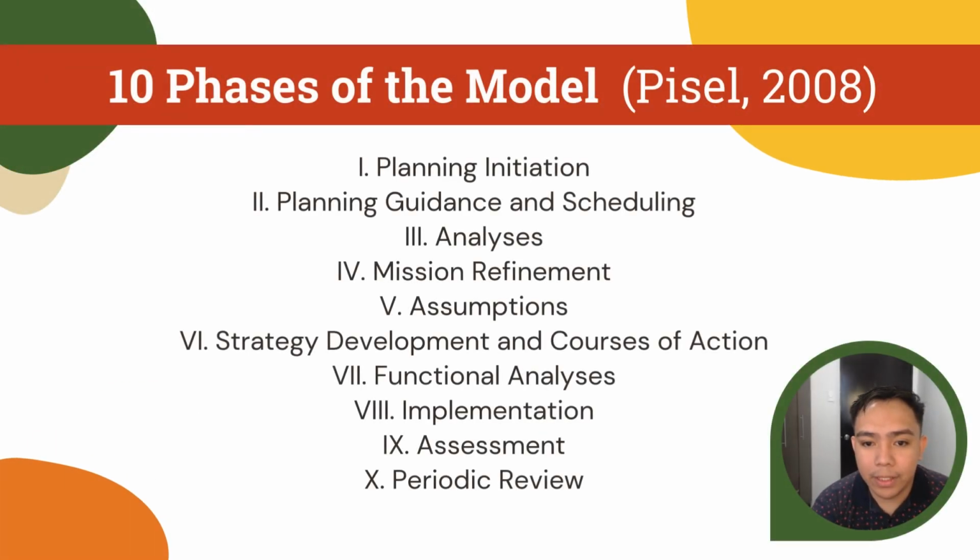So these are the 10 phases of the model from Pilsen. We have planning initiation, planning guidelines and scheduling, analysis, and mission refinement. These are the 4 we're going to talk about today, while the rest will be for the rest of the videos.